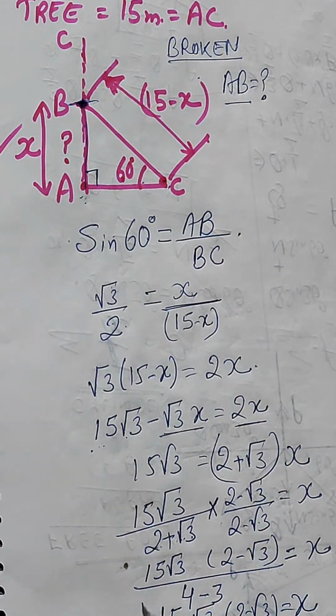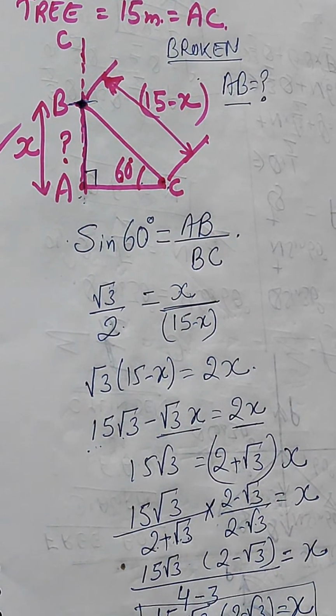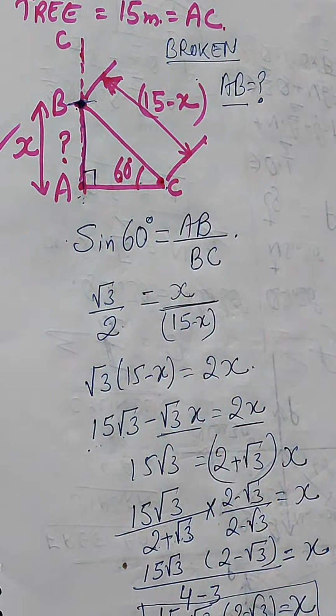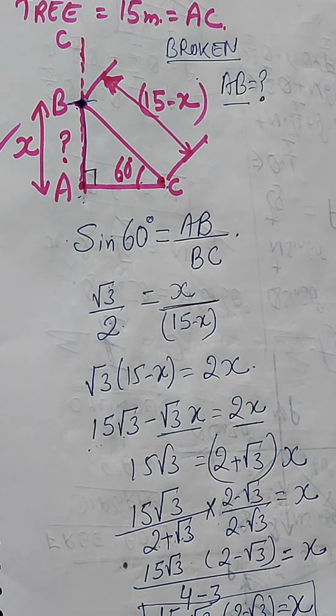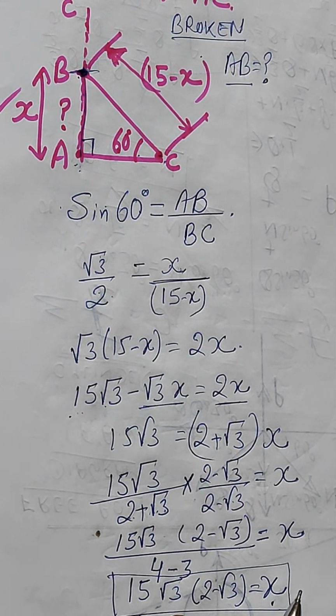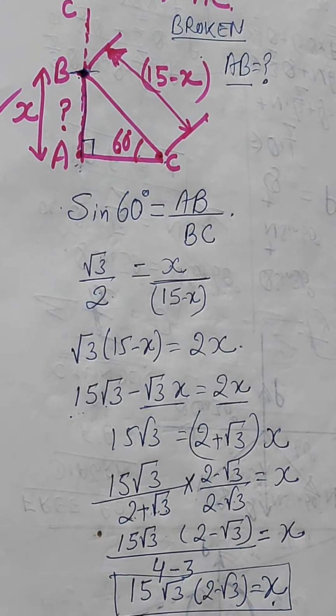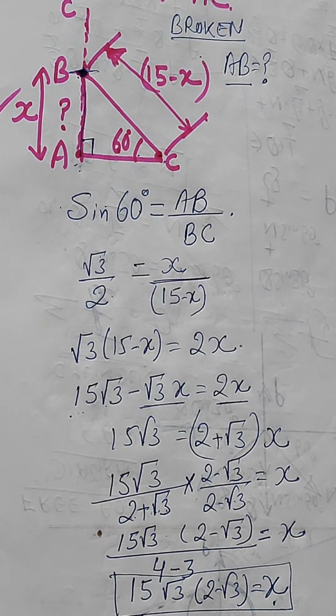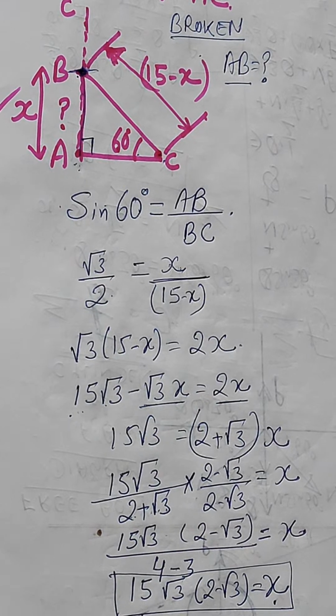That means the length through which the tree is broken, this one. So x is calculated now, right? This is the value of x, 15 root 3 times 2 minus root 3. So right students, in this way this question is solved. So we have solved two questions of height and distance today. Now we'll do some more questions.